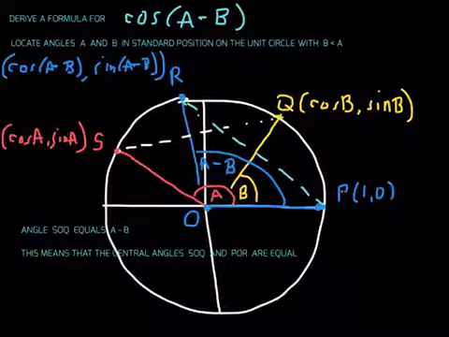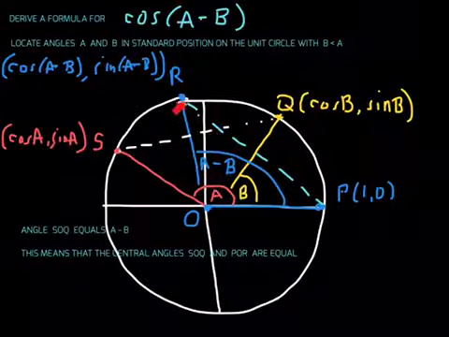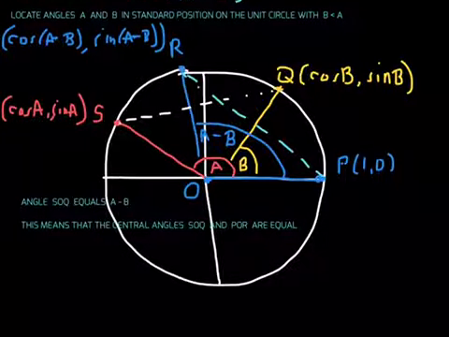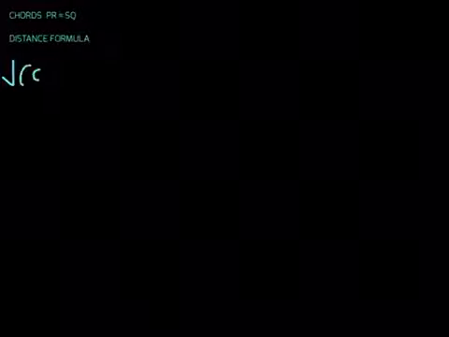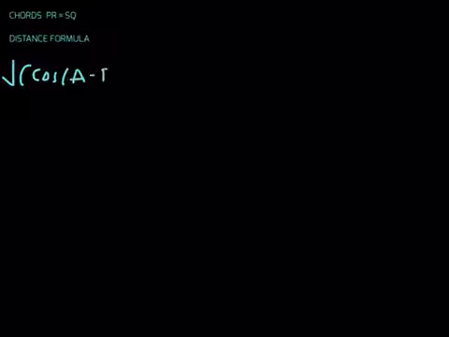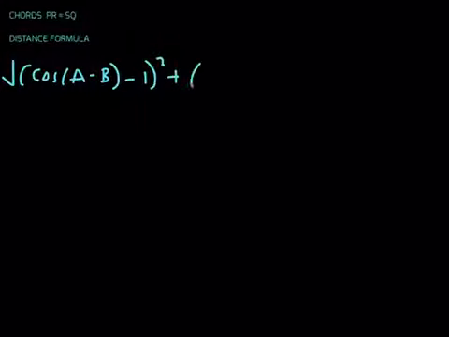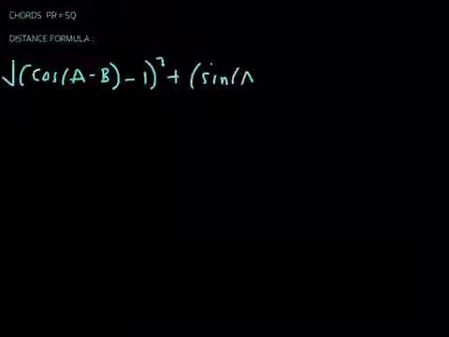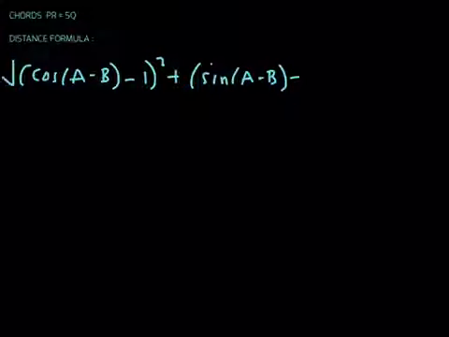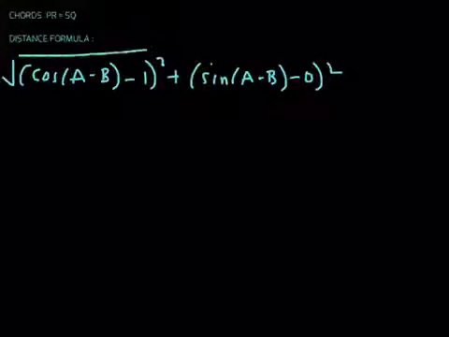So what I'm going to do now is use the distance formula to state that these two distances from S to Q and from P to R are the same. I'm going to have to scroll the screen up, so bear with me. We know that chords PR and SQ are equal. So by the distance formula, we can say that the square root of cosine of A minus B minus 1 quantity squared, plus sine of A minus B minus 0 quantity squared. The square root of all of that.